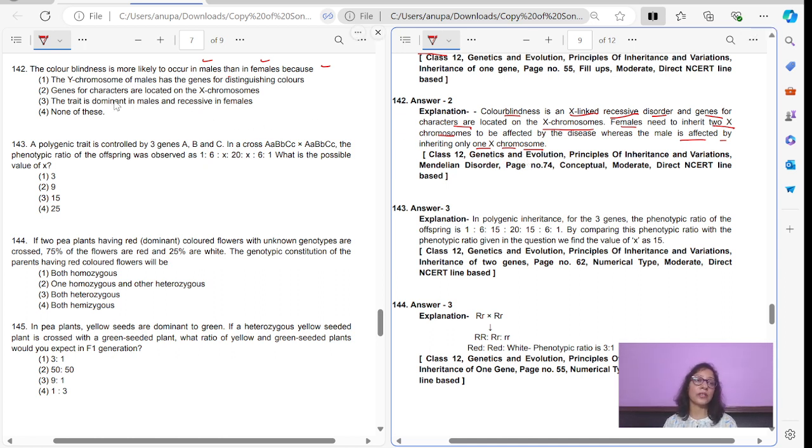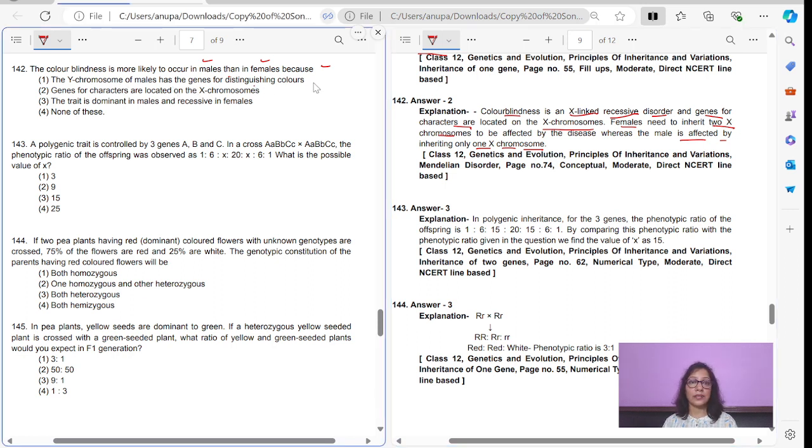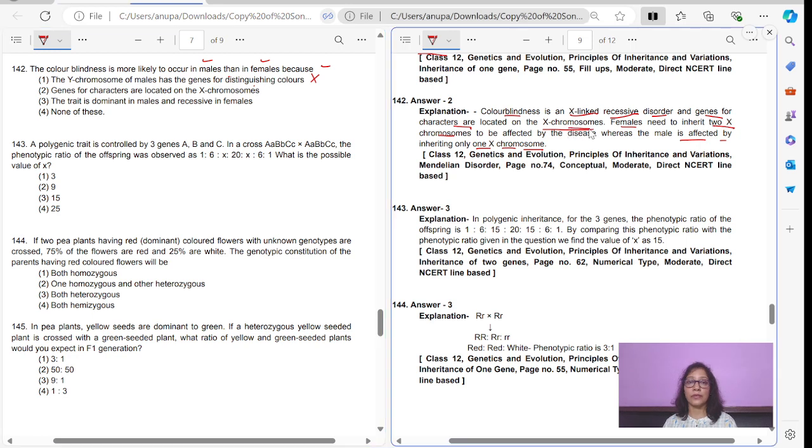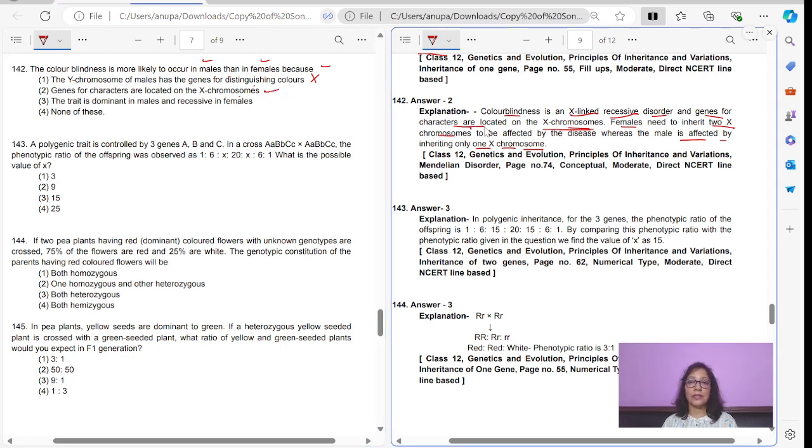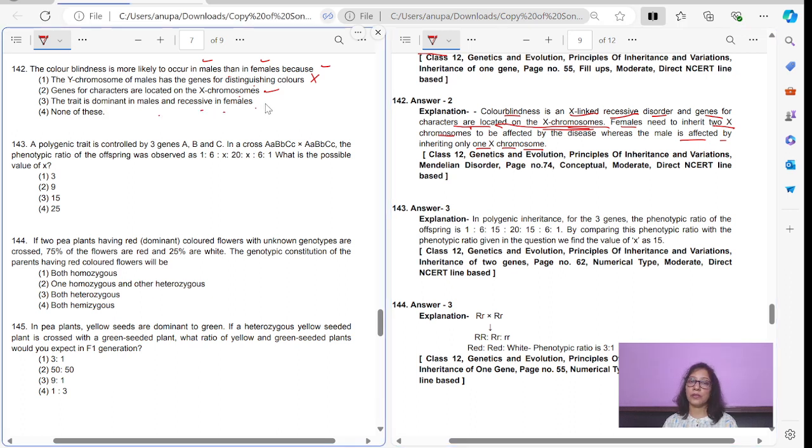Now let's check the options. The first option is the Y chromosome of males has the genes for distinguishing colors. This is wrong because the X chromosome has these properties. Second is genes for characters are located on the X chromosome. This is the right answer. Now let's read the other options as well. The other option is the trait is dominant in males and recessive in females. No, this is also wrong. And the fourth is none of these. So the answer for this question will be option number 2, that the genes for characters are located on the X chromosome.